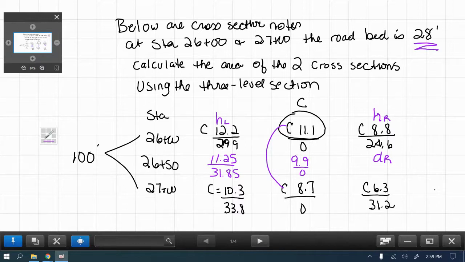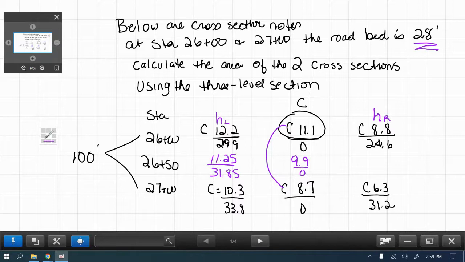And then we're going to do the same thing on the right. Because if you're just taking the area of the two, you're just doing the average end area formula. You're not actually figuring out what the area in the middle should be. If you're just taking what you got for the two and then making an average, you should get the same answer as your average end area.